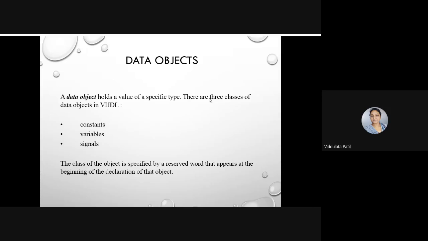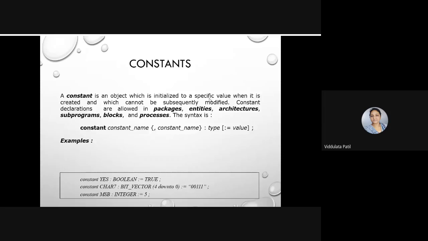This class of the object is specified by a reserved word that appears at the beginning of the declaration of that object. That is why whenever we want any class, at that time we mention it as a signal. If it is of a signal type, then we mention it as a signal, or if it is a variable, then we mention it with the variable keyword. So these are the reserved words for that class.